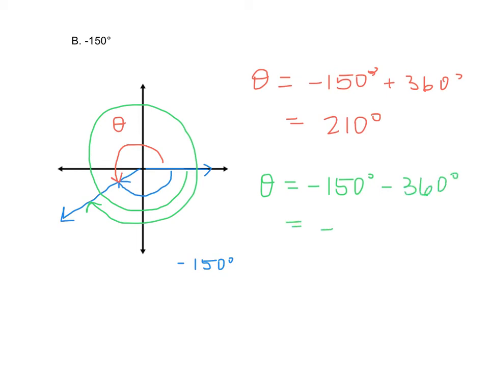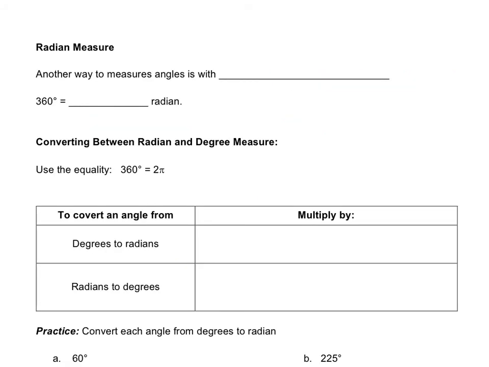All right, so we get negative 510 degrees. Another way that we can measure angles is with radians. 360 degrees, one whole rotation, is equal to 2 pi radians, where of course pi is that irrational number that's approximately equal to 3.14.